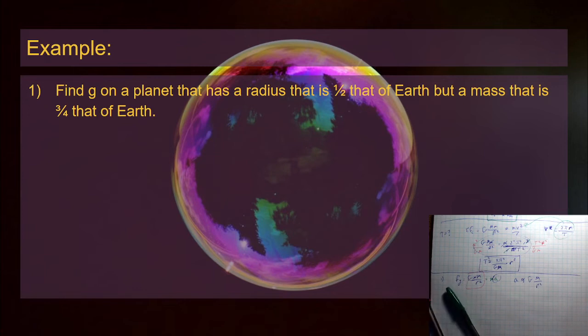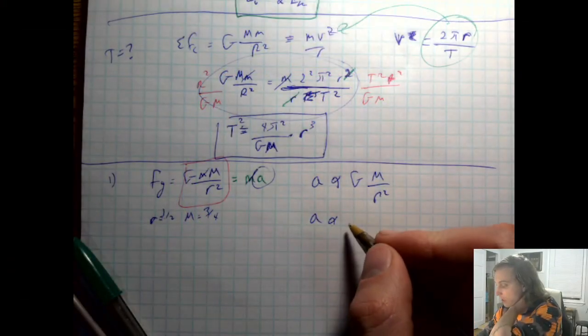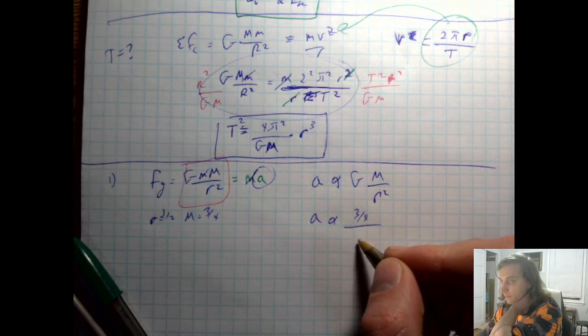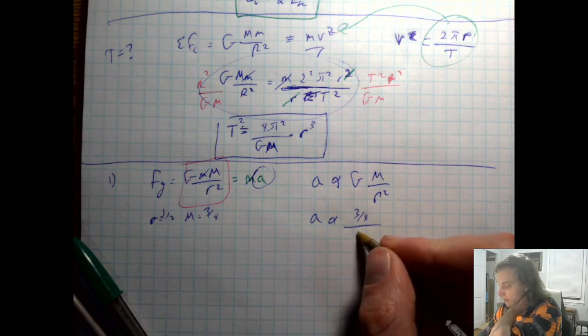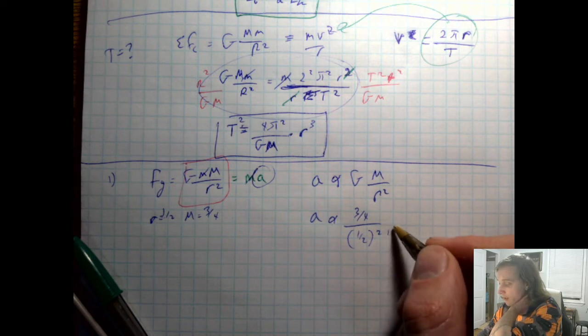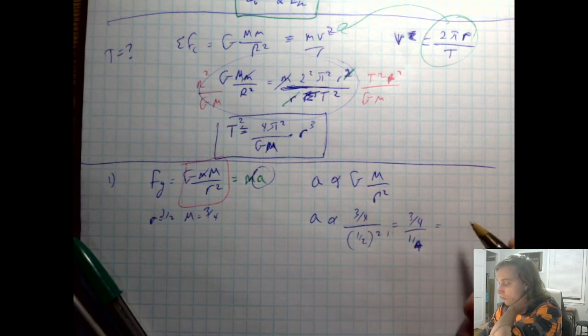So if we do our old tricks with proportionality, our acceleration, if we've got a radius that's 1/2 as big and a mass that is 3/4 as big, now that I've got the problem copied down and gone through the basics of what we're doing, our acceleration will be 3/4 for the mass of the planet being 3/4 as big, and 1/2 on the bottom squared. That 1/2 squared will become 1/4. So we've got 3/4 over 1/4, which is 3.